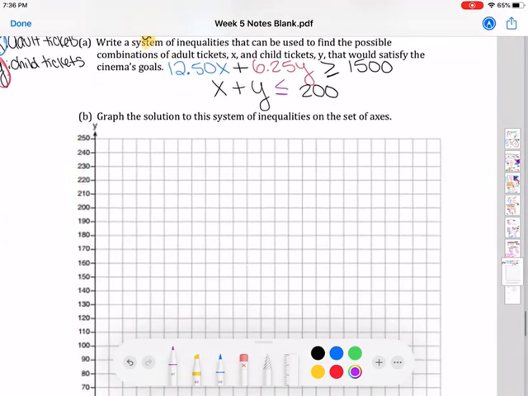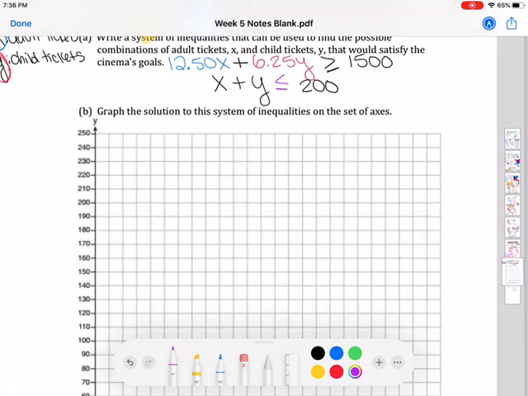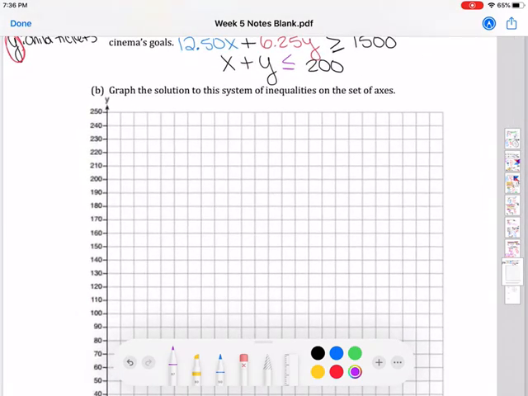All right, so we are good to graph this now, which looks icky because there's decimals, but stick with me. This is about as tough as a system is going to get. So if you've got this, you've got them all. Okay, the first one I'm just going to rewrite over here is 12.50x plus 6.25y is greater than or equal to 1,500.